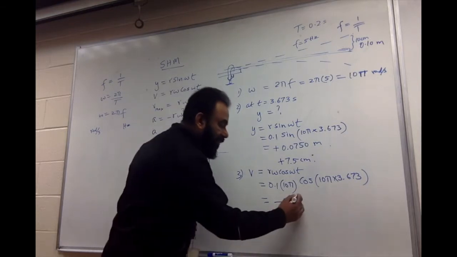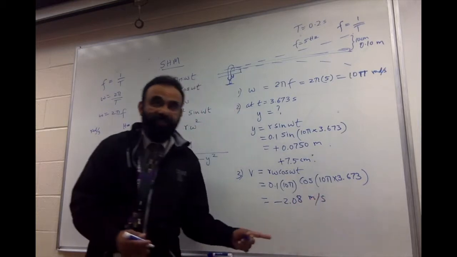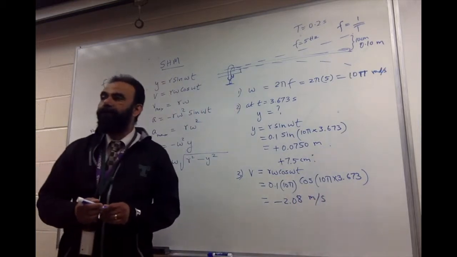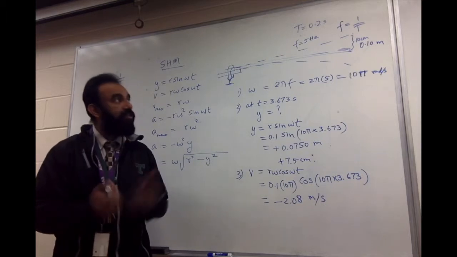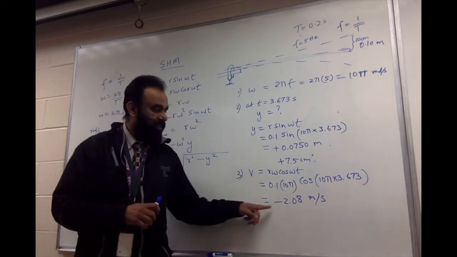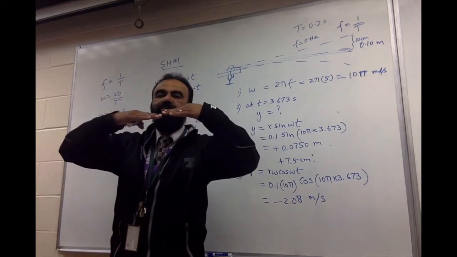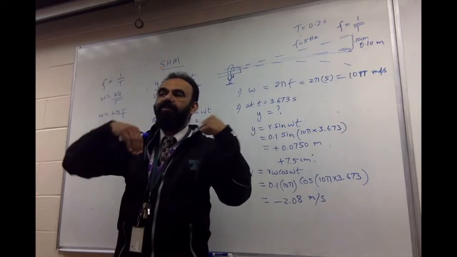Negative 2.07. So negative 2.08 meters per second. You can round it off at that point. Mr. Sam, if it hasn't reached the top, how can it have a negative velocity? It is on its way down. Oh, okay. So this minus sign simply tells you that it has already gone up to the top, and now it's on its way down. That's why you're getting a negative answer.